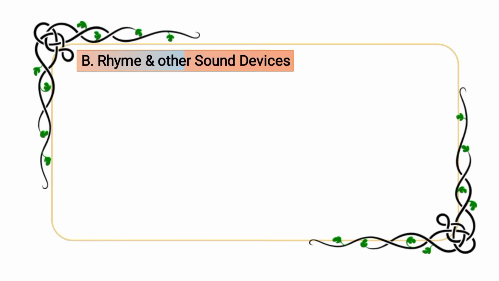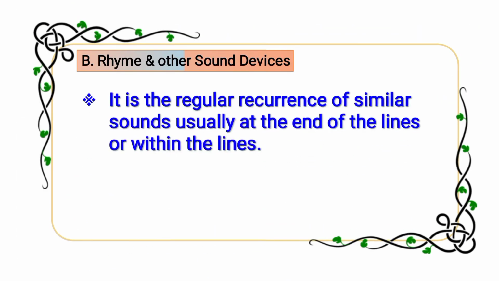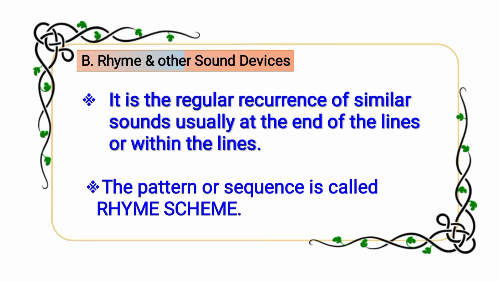Next is the rhyme and other sound devices. It is the regular recurrence of similar sounds usually at the end of the lines, which we call end rhymes, or within the line, which we call internal rhyme. The pattern or sequence is called rhyme scheme. Here we use our figures of speech like alliteration, onomatopoeia, assonance, and consonance.